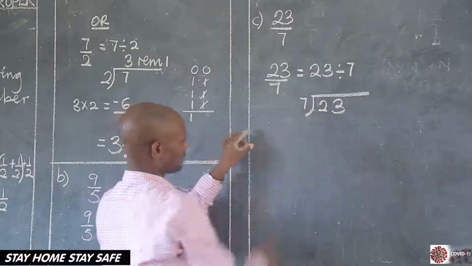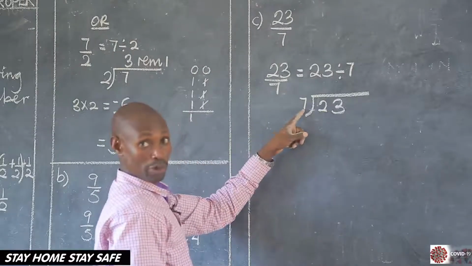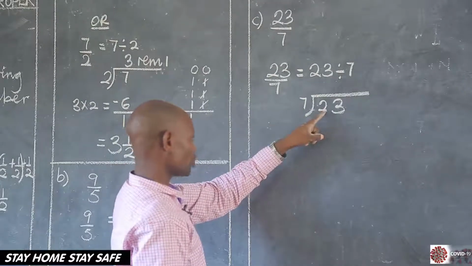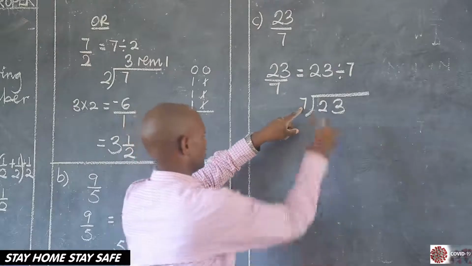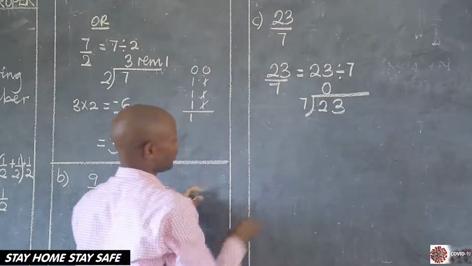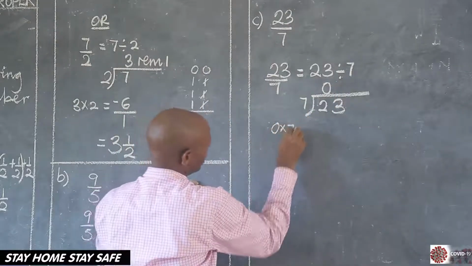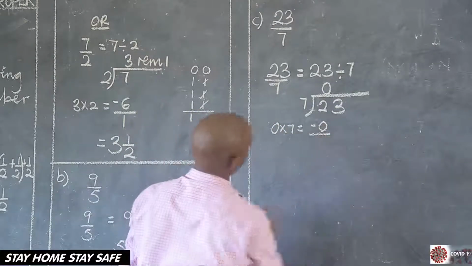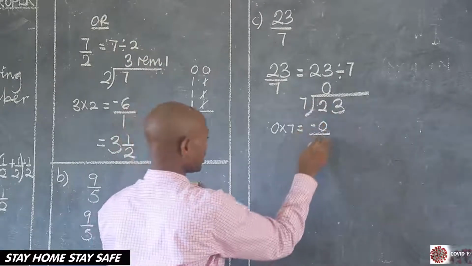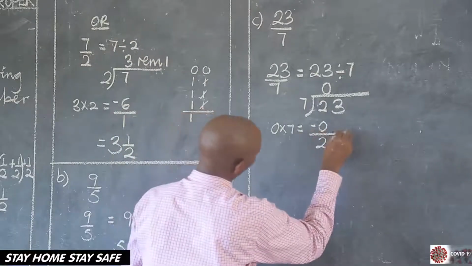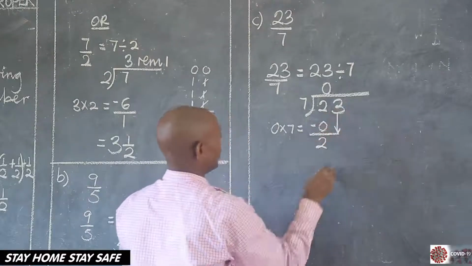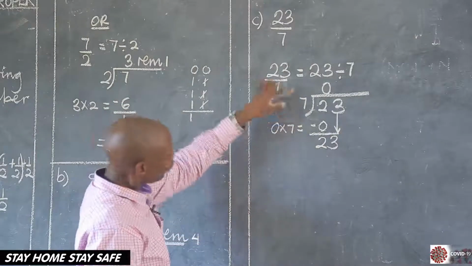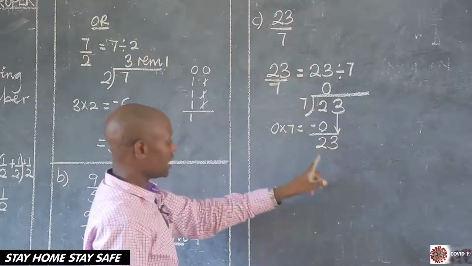2 divided by 7. Can I get a group of 7 from 2? No. 2 is smaller than 7. So it means we put here a 0. Then we shall have 0 times 7, which is going to give us 0. Then we subtract. 2 take away 0, we get a 2. Then we drop down the 3. It becomes 23.